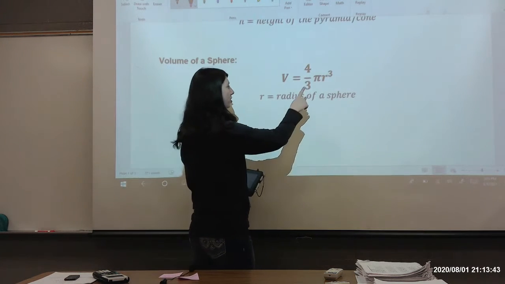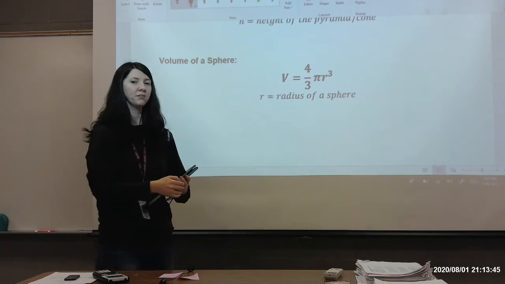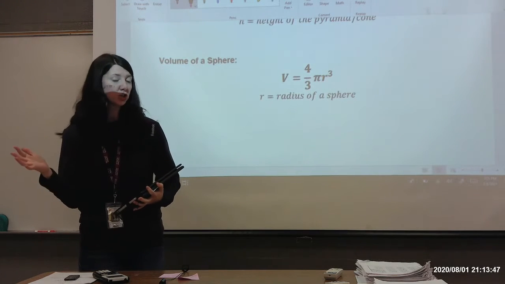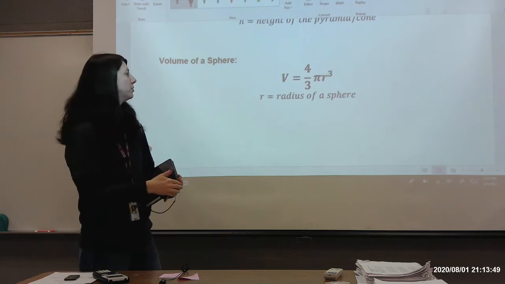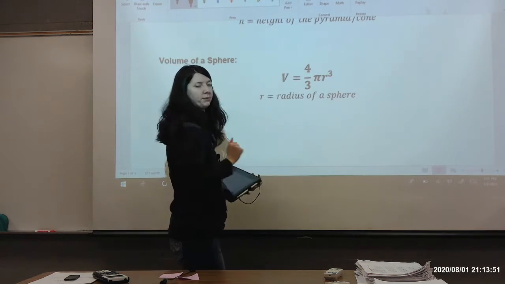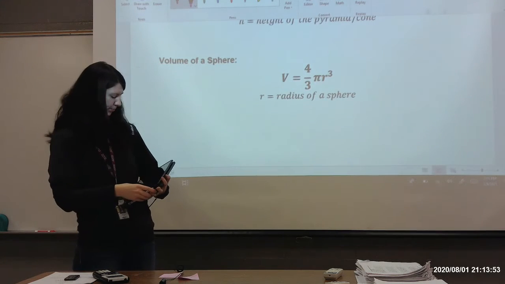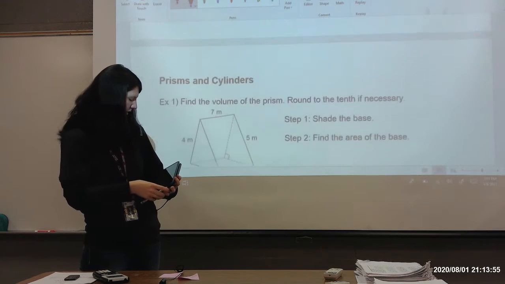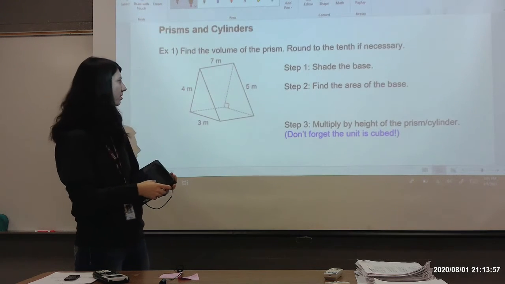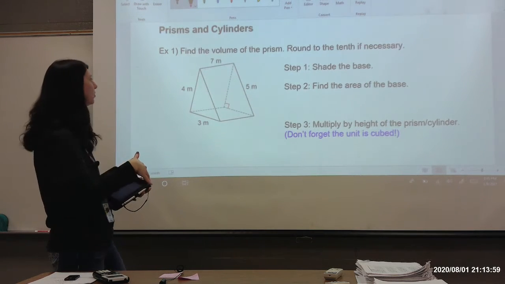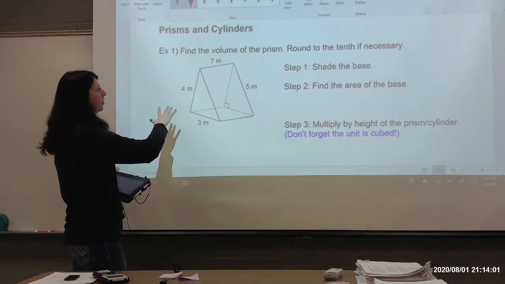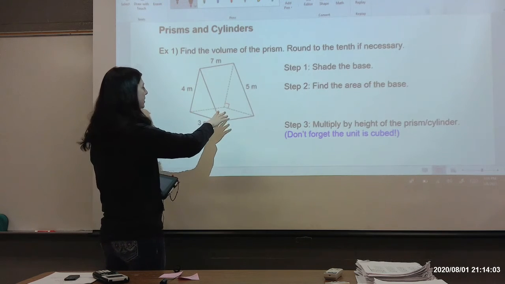A way to remember cubed is to think about the fact that volume is a 3-dimensional measure, right? So we need to be cubed. And we'll see that in our units too. Okay, focusing on prisms and cylinders, here are some steps you can think through when you're doing these problems. Find the volume of the prism, round to the tenth if necessary.